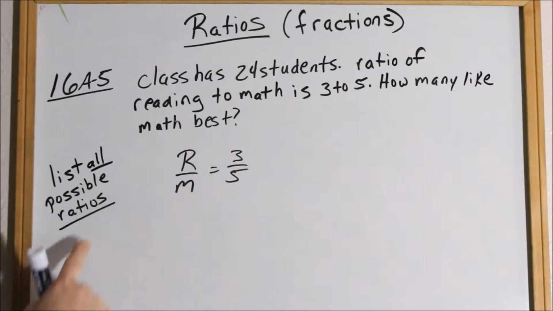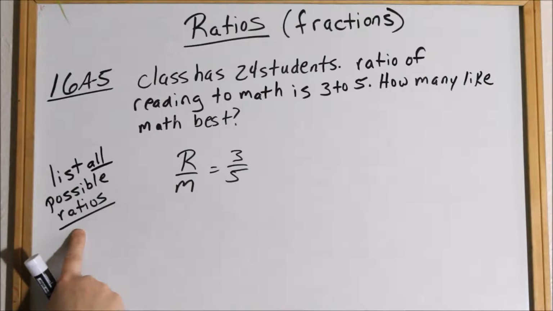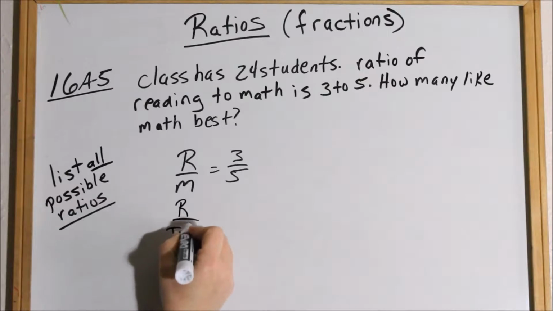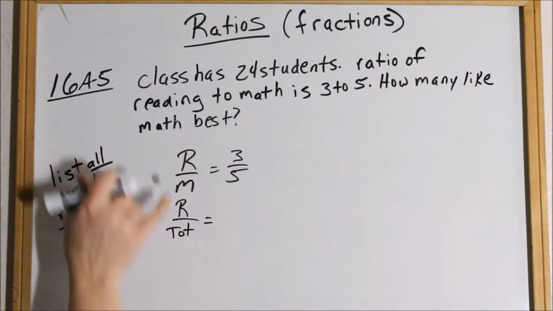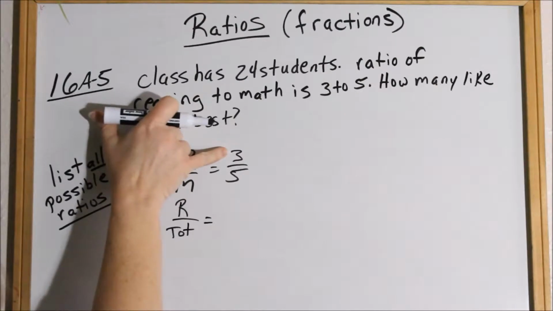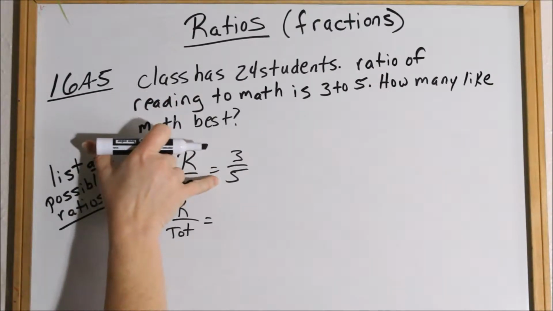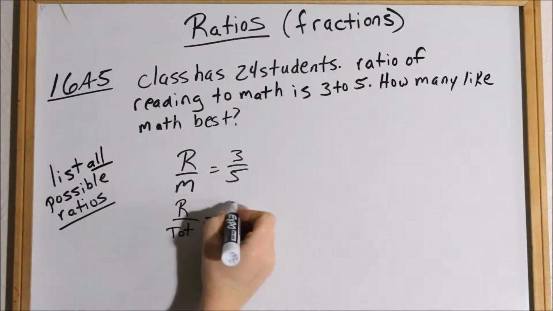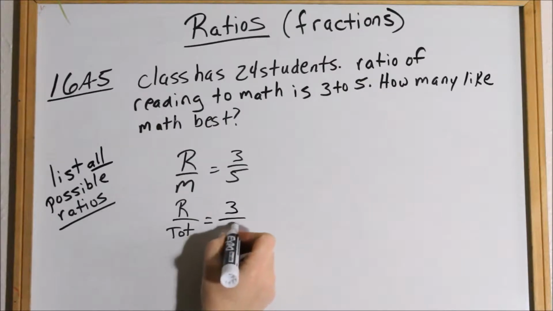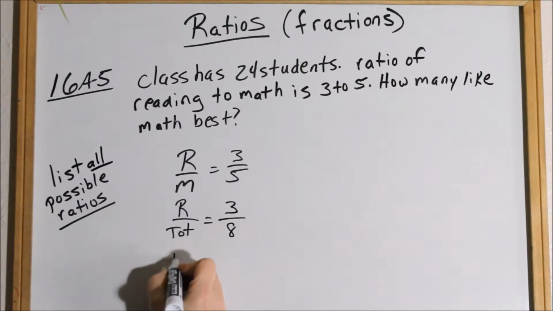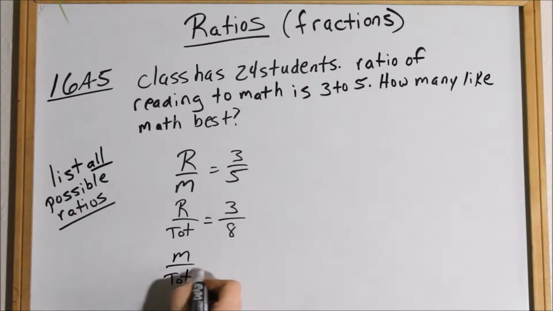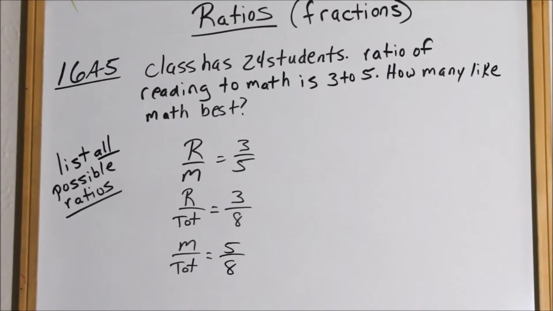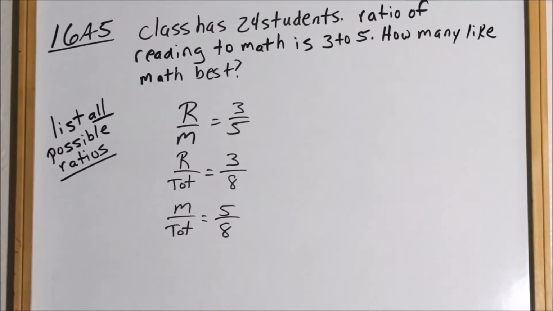Okay? The instructions say list all possible ratios. So we can make a ratio of reading to math. We can also make a ratio of reading to the total students. So if reading to math is 3 to 5, if there's 3 who like reading best and 5 who like math the best, then there's a total of 8. 3 plus 5 is 8. So the people who liked reading was 3, but then there's a total of 8 students. Then you can do a ratio of math to the total, and math was 5, and then the total is 8.